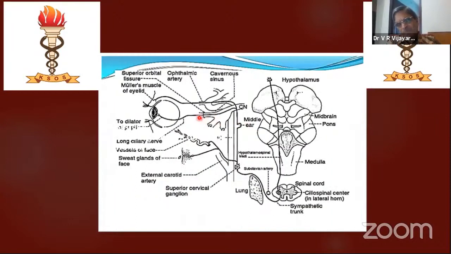Then this is called the long pathway for sympathetics, starting from the hypothalamus, coming down to the spinal cord, then to the superior cervical ganglion, then again postganglionic fibers. Never forget that all these things are coming. Finally, it goes into your ophthalmic nerve in the cavernous sinus. From the ophthalmic nerve, we have got the nasociliary and long ciliary nerves, which are going to supply your dilator muscle. That means the dilator is supplied by the sympathetics. That's all you are supposed to know.